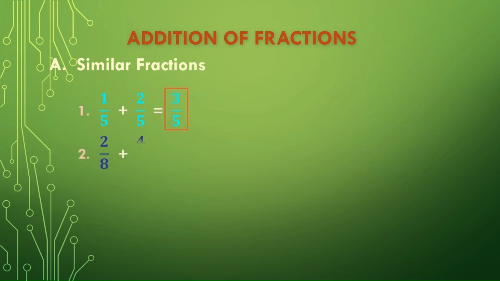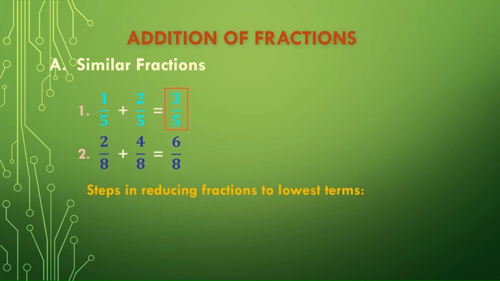Number 2, 2/8 plus 4/8. First, let's check if the denominators are the same. Since they are similar, we can now add the numerators. 2 plus 4 equals 6. For our denominator, let's copy 8. Now, let's reduce our answer to lowest term.